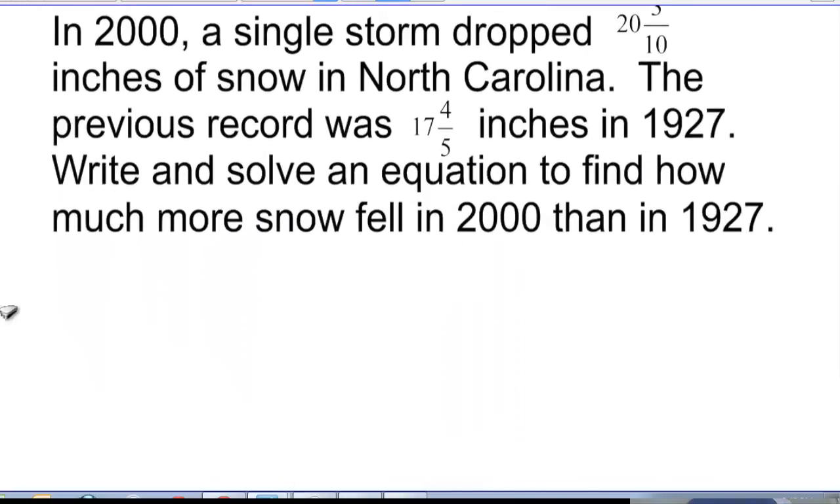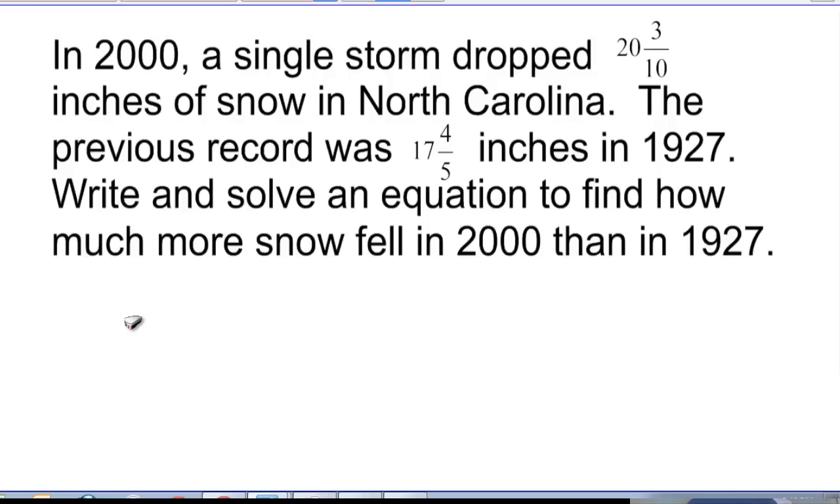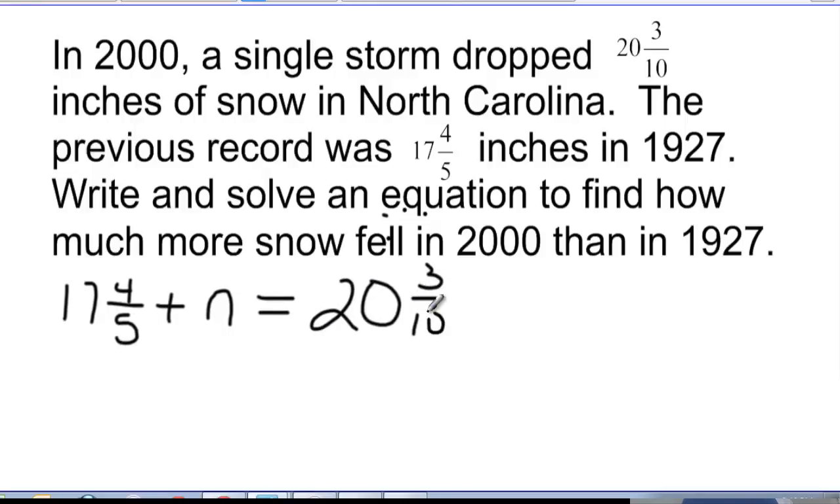Here's our example. In 2000, a single storm dropped 20 3/10 inches of snow in North Carolina. The previous record was 17 4/5 inches in 1927. Write and solve an equation to find how much more snow fell in 2000 than in 1927. So since I'm going to write an equation, I'm going to start with 17 4/5. I'm going to add the increased amount, and that gives me my new record of 20 3/10 inches. So to solve this equation, I need to add the opposite of 17 4/5 to both sides of my equation so that I can isolate n.